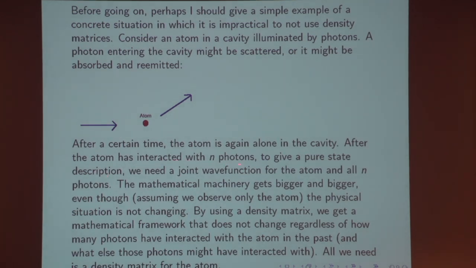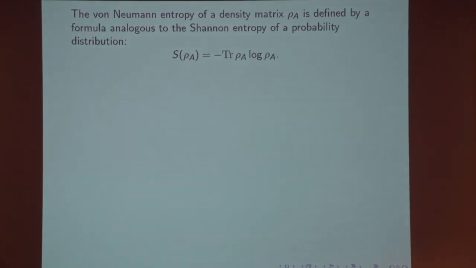After the atom has interacted with n photons, for a pure state description, you'd need a joint wave function for the atom, all n photons, and whatever else the photons have interacted with. So the mathematical machinery would get bigger and bigger, even though, assuming you only observe the atom, the physical situation isn't changing. The density matrix gives you a mathematical framework for studying this that doesn't change regardless of what's happened in the past. All you need is a density matrix for the atom. So atomic physicists who are studying a situation like this would certainly describe it by density matrix for the atom, not a pure state for everything that the atom could have interacted with.